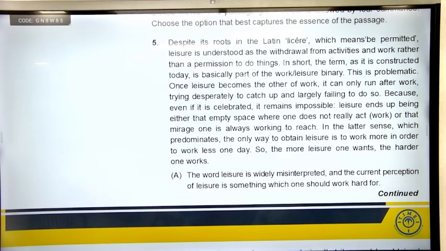This is the very idea of marketing these days. Those who are selling insurance or certain other things, that is probably the line they're looking for. In the latter sense, the only way to obtain leisure is to work more in order to work less one day. And who knows if that day would come. The term insurance seller these days says, buy 2 crores insurance in just 649 rupees. And people buy it. I am one of them.